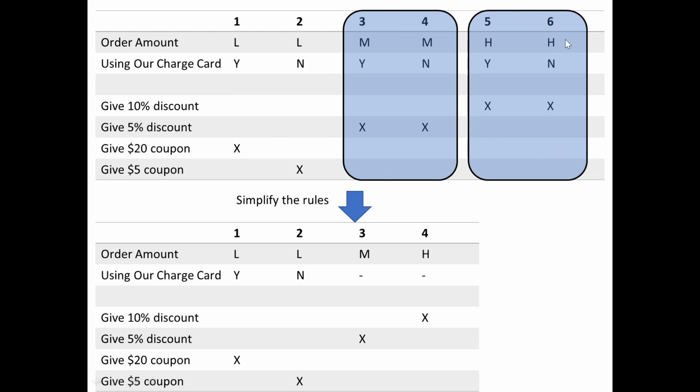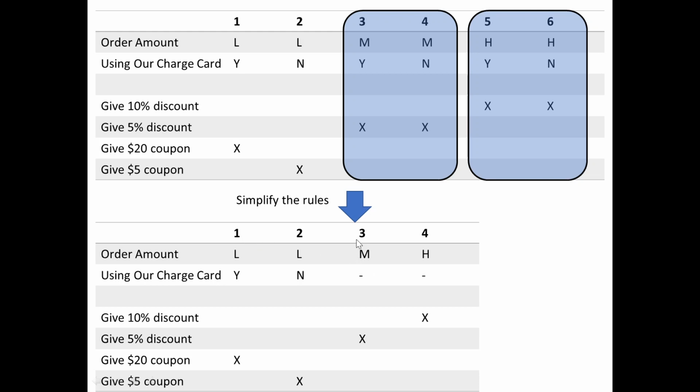And finally, these two rules could also be merged, because again here the action is the same, give 10% discount. On the other hand, the first condition is also the same, that is high, the customer orders $1,000 or more. So here we can come up with our final version of the decision table.